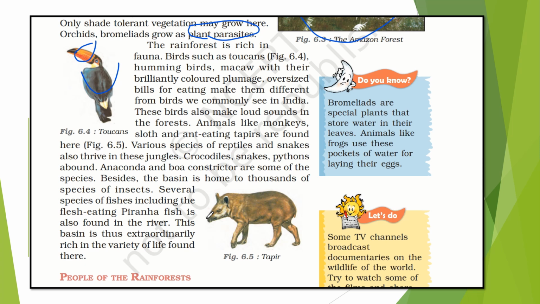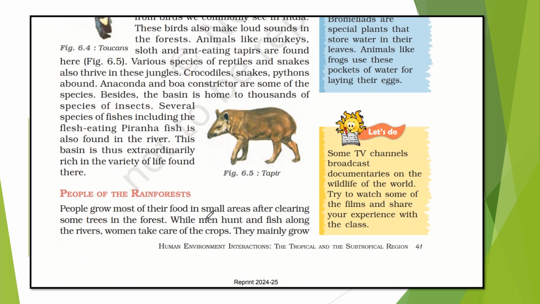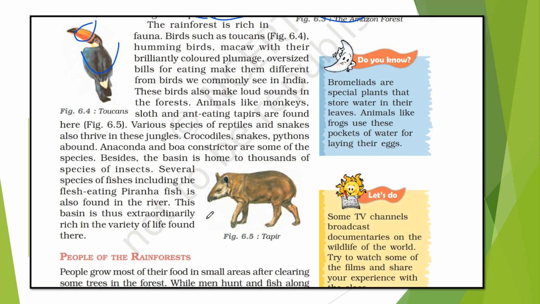Besides, the basin is home to thousands of species of insects and several species of fishes, including the flesh-eating piranha. You must have known about this. Many movies are made on this fish, which is also found in this river. This basin is thus extraordinarily rich in the variety of life found here. Before moving forward, what are bromeliads? They are special plants that store water in their leaves.